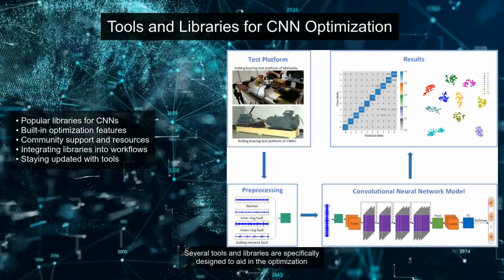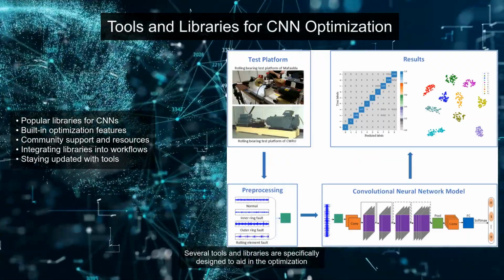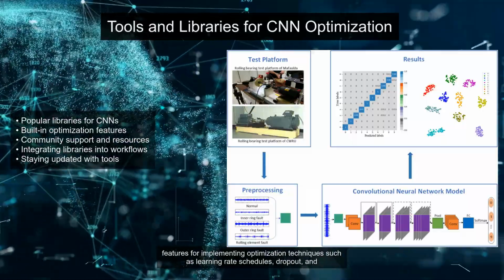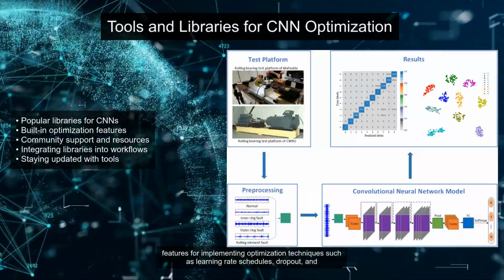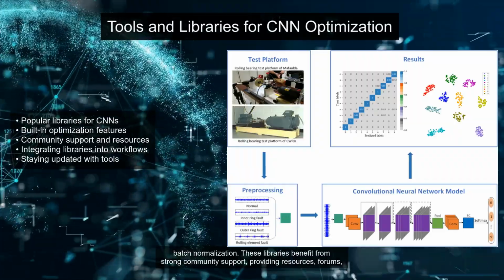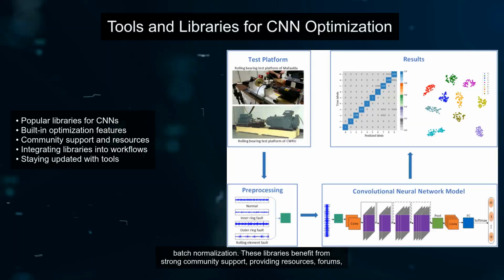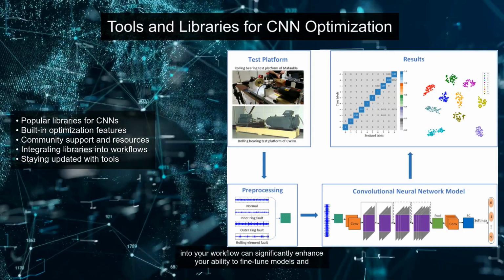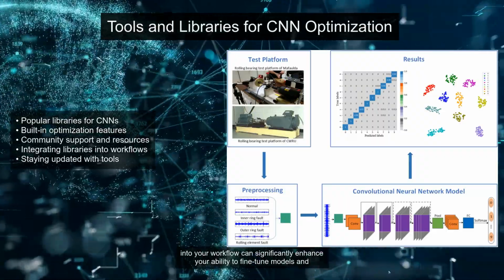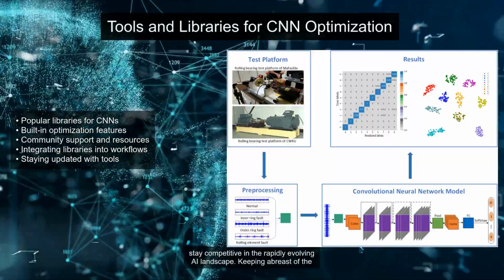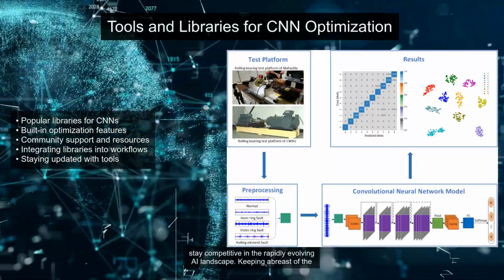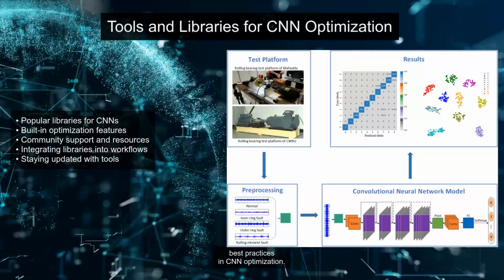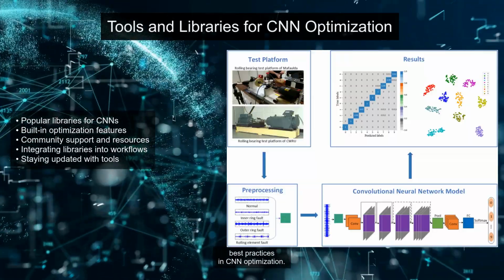Several tools and libraries are specifically designed to aid in the optimization of CNNs. Popular libraries like TensorFlow, PyTorch, and Keras come with built-in features for implementing optimization techniques such as learning rate schedules, dropout, and batch normalization. These libraries benefit from strong community support, providing resources, forums, and tutorials to help you optimize your CNNs effectively. Integrating these libraries into your workflow can significantly enhance your ability to fine-tune models and stay competitive in the rapidly evolving AI landscape.